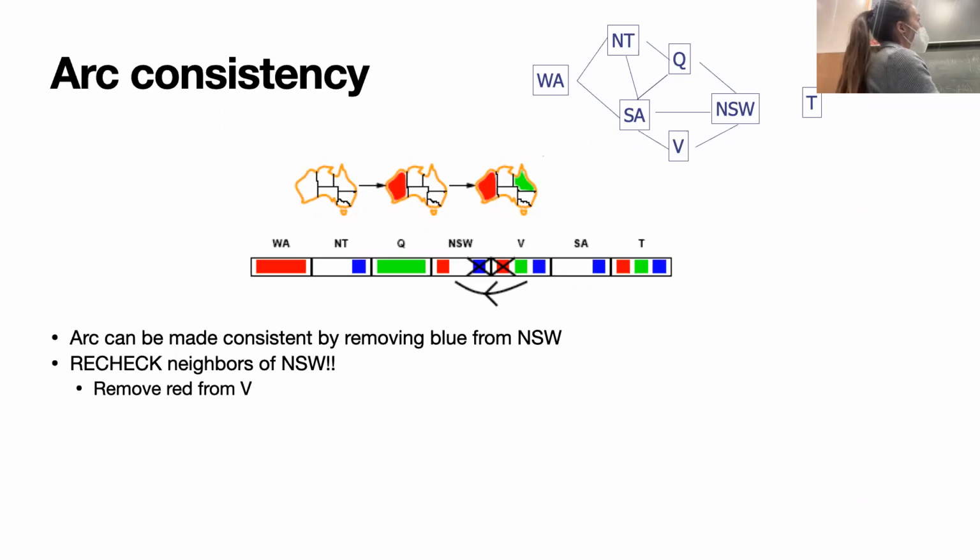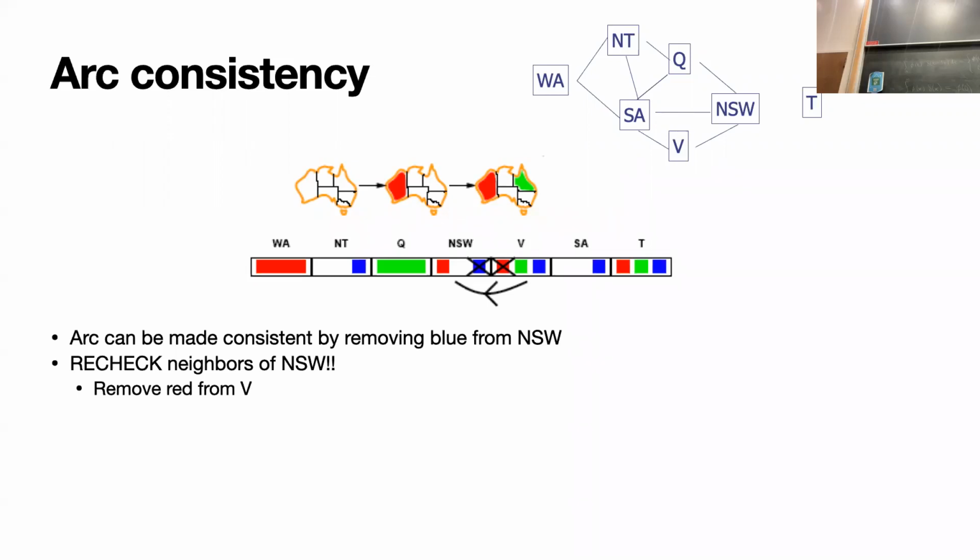And to be able to do that, because it is a neighbor, we go through each value. And what we find is that this will be consistent as long as we remove red from V. Why is this the case? Because if we draw it from V to New South Wales, if V is blue, that's fine. We have an allowed value, red.